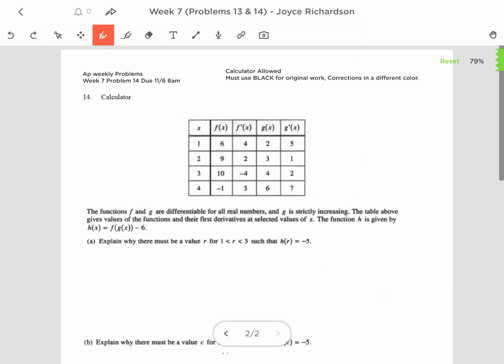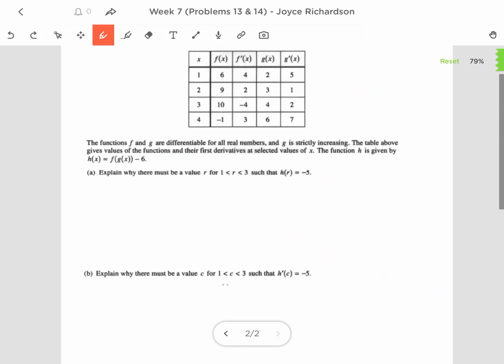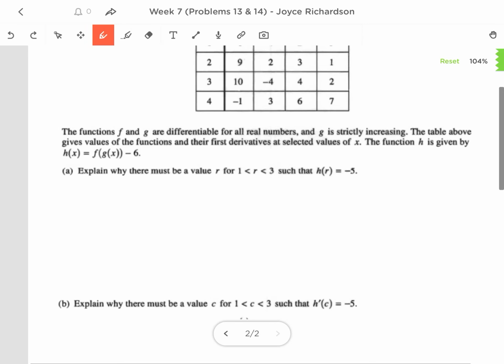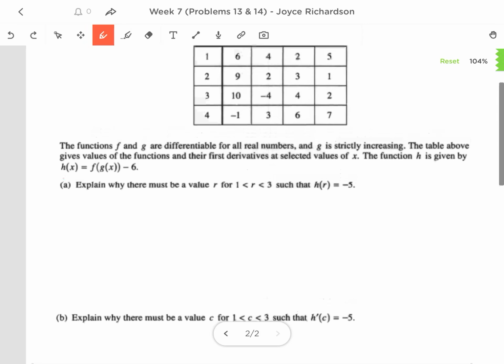Okay, so that's the first one. The second one is logic. They give you this chart and they give you this function right here, and explain why there must be an r value for r between 1 and 3 such that h of r equals negative 5.